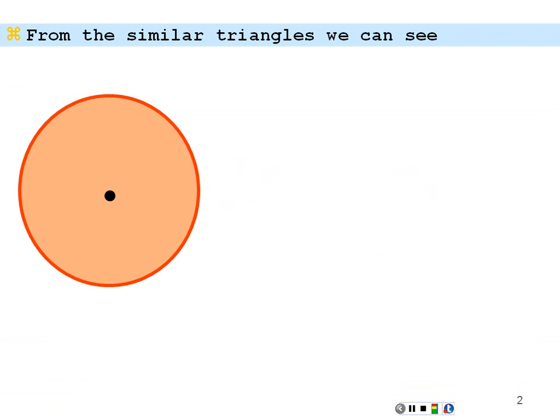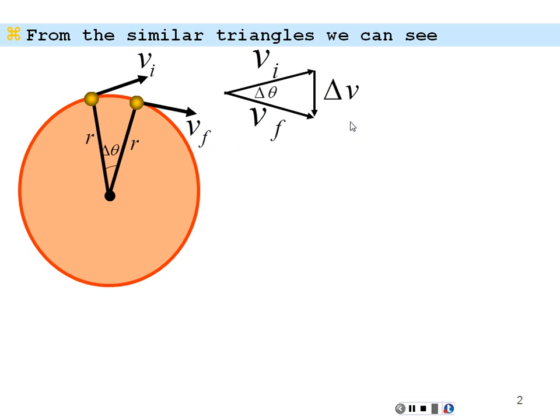Here's another way to look at it. As we're going around this circle of some radius r, we have an initial velocity v_i and a final velocity v_f. And if we compare these two velocities, there's a change in velocity. So our initial velocity plus that change in velocity equals our final velocity. And that makes a triangle. It's actually an isosceles triangle because the magnitude of our initial and final velocities are the same.